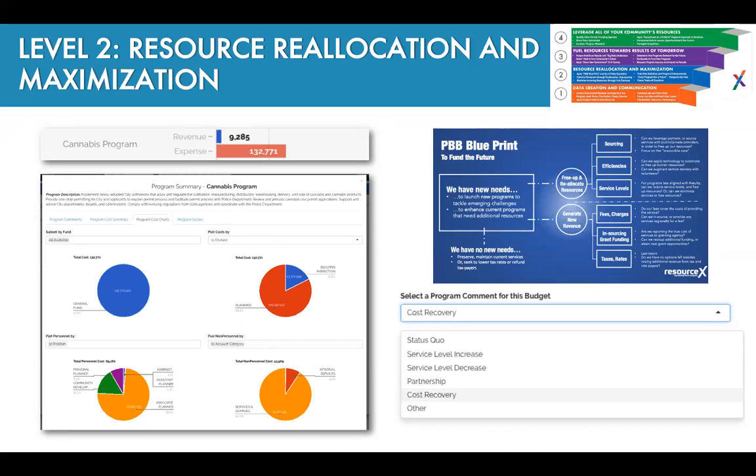And then you can question departments as well. Why do you think this program is going to be increasing? We perceive it the other way. Those are great conversations to have.